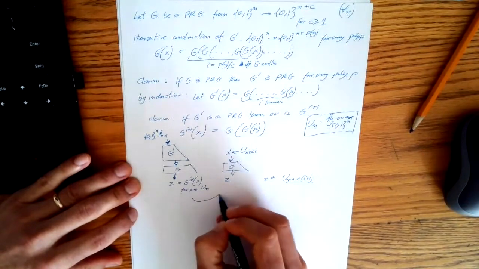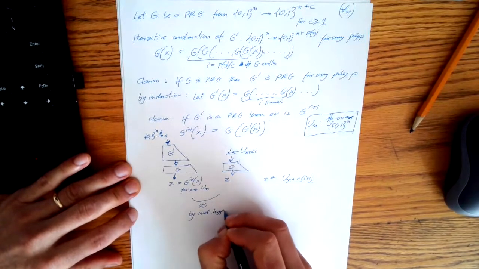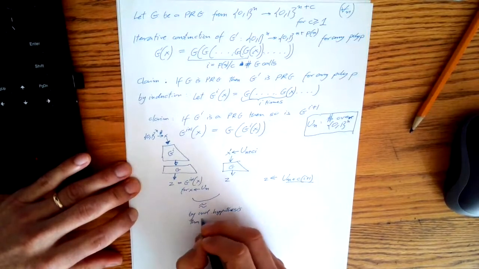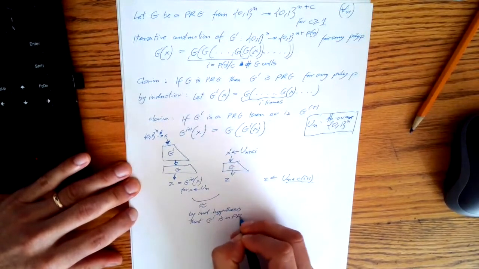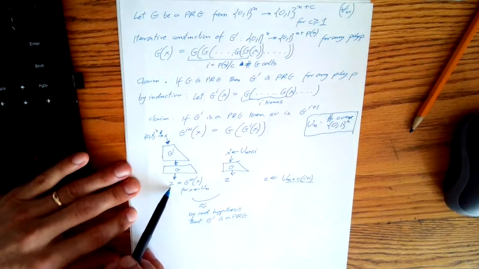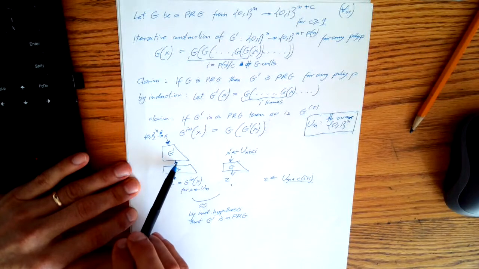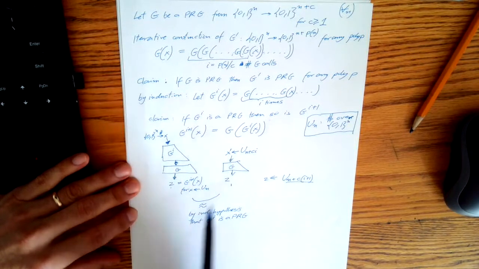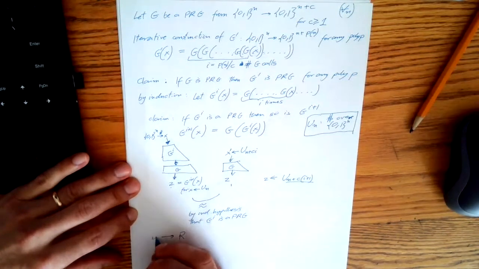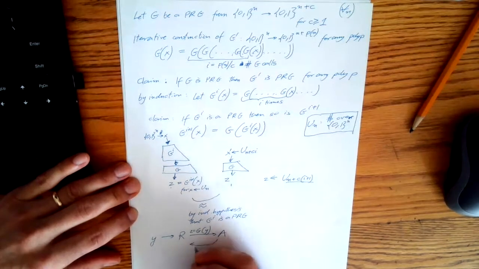And these two are indistinguishable by the inductive hypothesis that G^i is a PRG, because it's the same reduction argument. If anyone tells these z's from these z's, then you would build a reduction that distinguishes this type of values from these type of values. How? The reduction takes an input and feeds G of this input, this type of z, to the attacker. Whatever the attacker says, the reduction outputs.